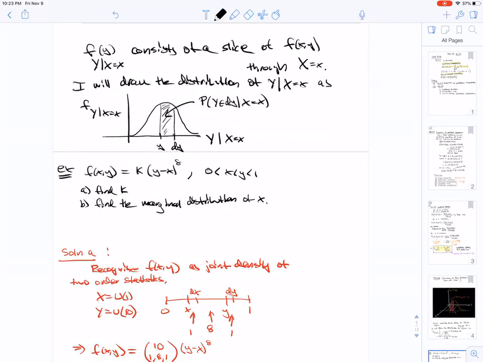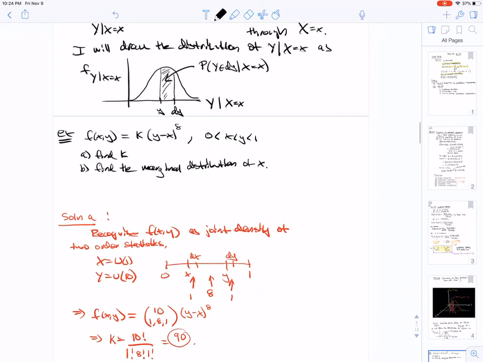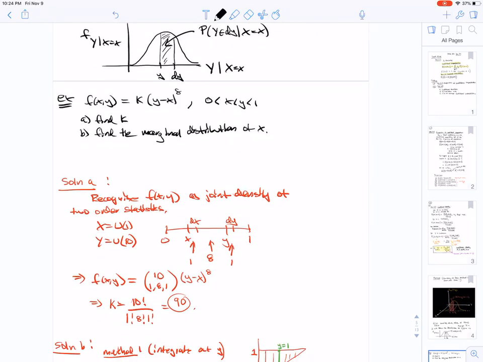Here's an example of a joint density, which is a constant times (y minus x) to the 8th. I was hoping that you would remember that X and Y are order statistics here. You see the (y minus x) to the 8th power, so that makes you think that 8 darts are between x and y, and then 1 dart has to go in dx and 1 dart has to go in dy. So I know I have 10 darts. X is the first order statistic, and Y is the 10th order statistic.